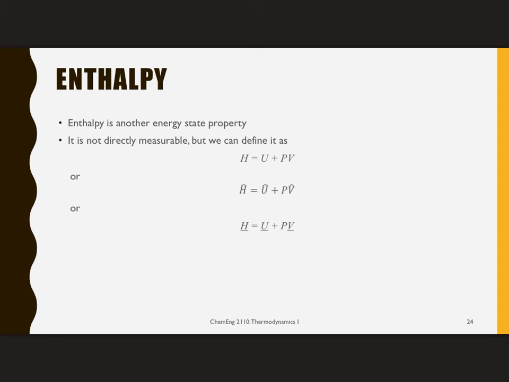So H is U plus PV, and I can do this as either the extensive version, the specific enthalpy with specific internal energy and specific volume, or the molar enthalpy with molar internal energy and molar volume.